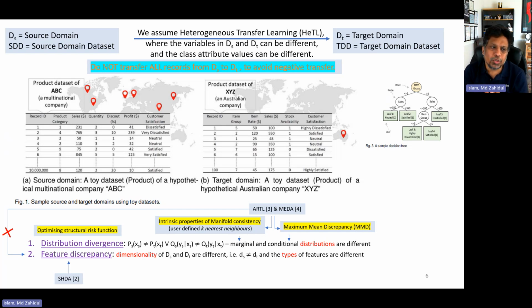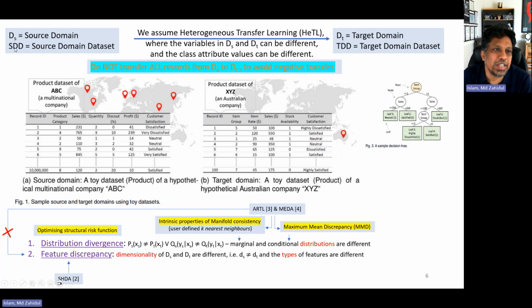In transfer learning, sometimes people will build a model on the source data set and transfer the model. Sometimes people's goal will be to transfer the data from the source to the target, not domain, sorry, and then build a model on the target data set. So in this paper, we are aiming to transfer the data, to project the source data onto the target domain. So that is our goal.